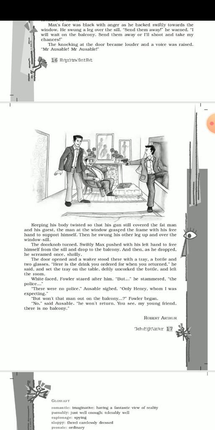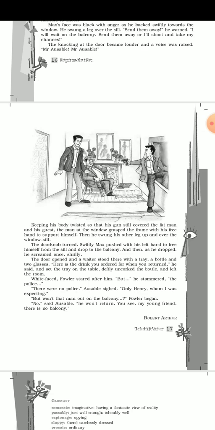So Max obviously believed Ozable that there is a balcony outside the window, and as he went outside the window, what happens at that time? He screamed loudly. He shouted very loudly. Why? See, the door opened and a waiter stood there with a tray, a bottle, and two glasses. "Here's a drink you ordered for when you returned," he said, and set the tray on the table, deftly uncorked the bottle, and left the room.